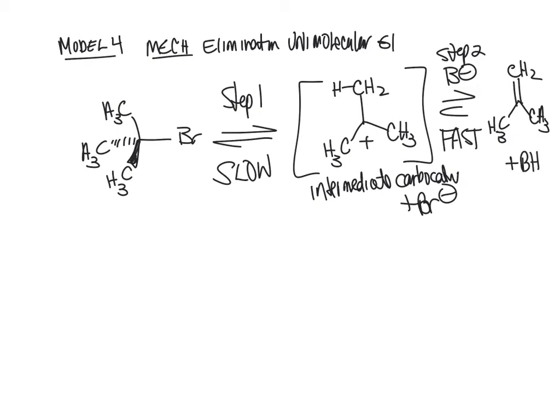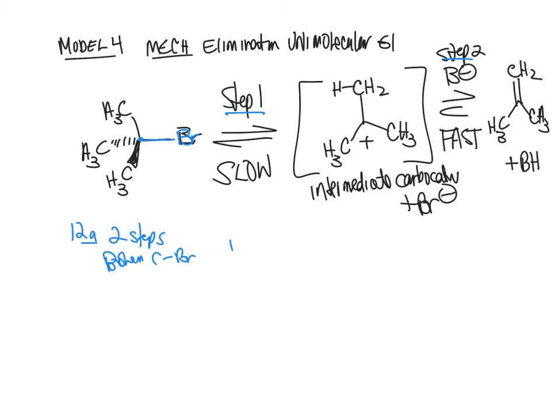Okay, for the E1 mechanism shown in Model 4, how many steps are in the E1 mechanism? So 12A. You see step 1 and step 2? So now we have 2 steps. What bonds are formed or broken in step 1? So in broken, the carbon-bromine bond. What is formed? Nothing's formed in step 1.